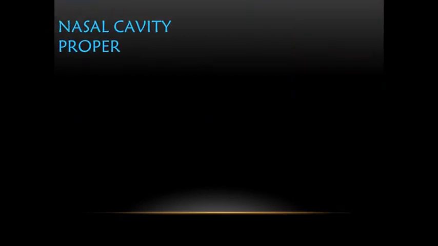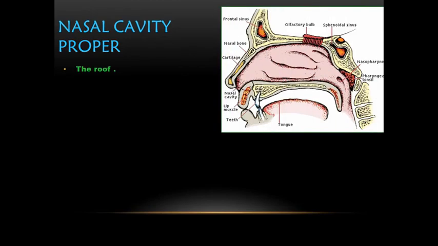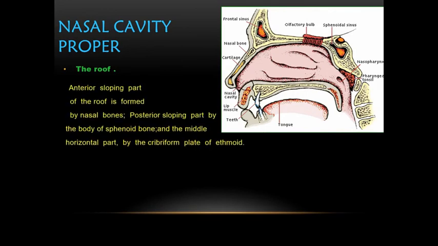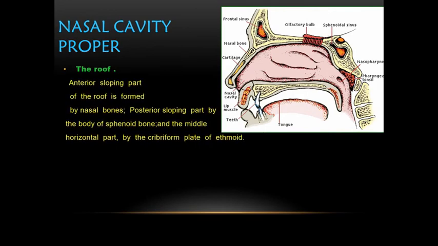So, the nasal cavity proper. It has a roof, which consists of three parts. The anterior sloping part is formed by the nasal bone, the posterior sloping part is formed by the body of the sphenoid bone, and the middle horizontal part is formed by the cribriform plate of ethmoid. Watch the figure.